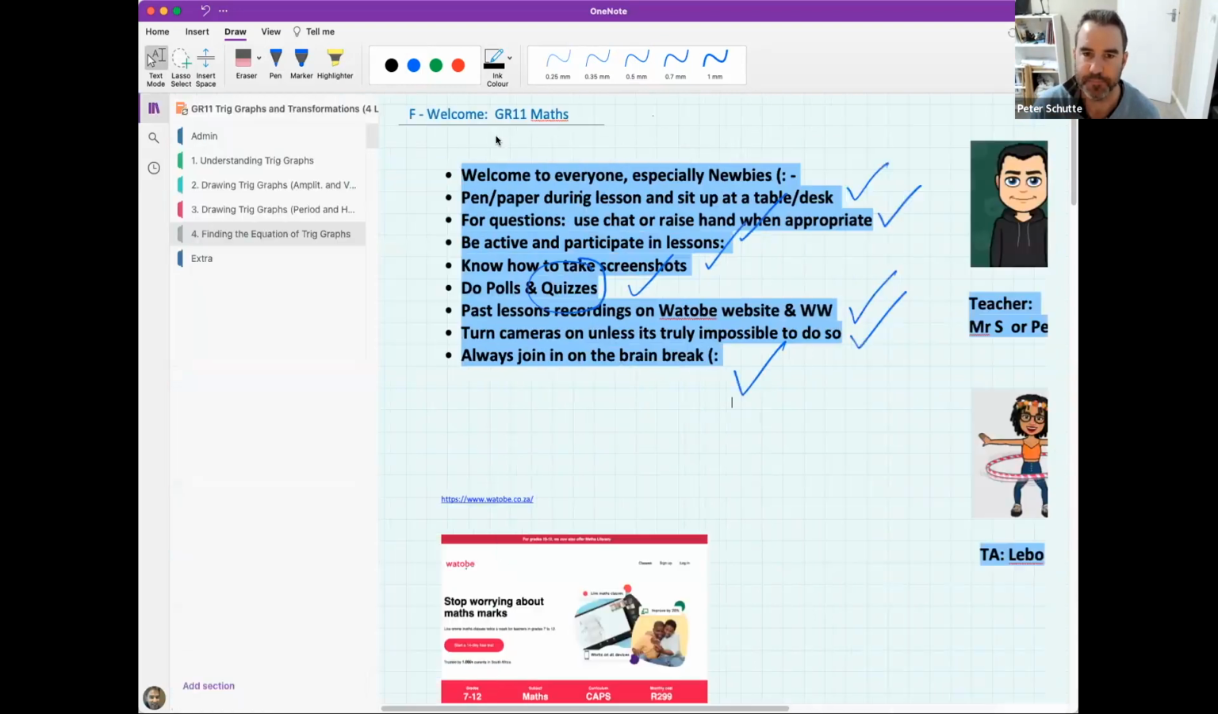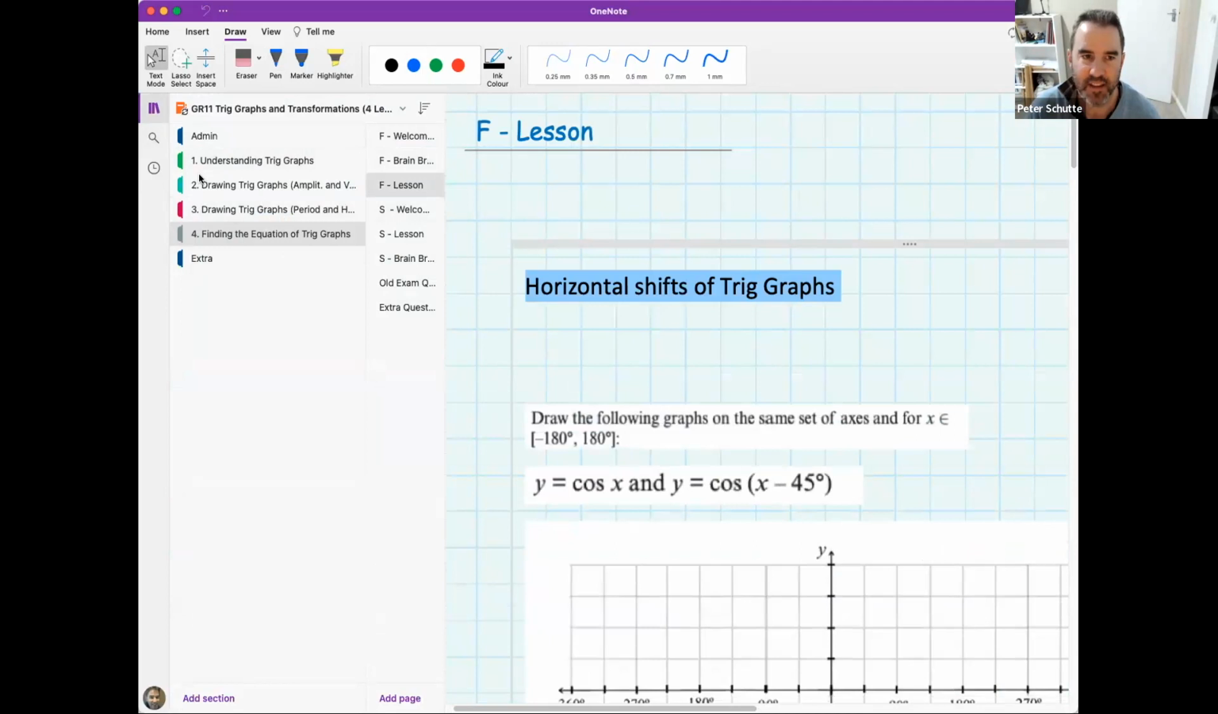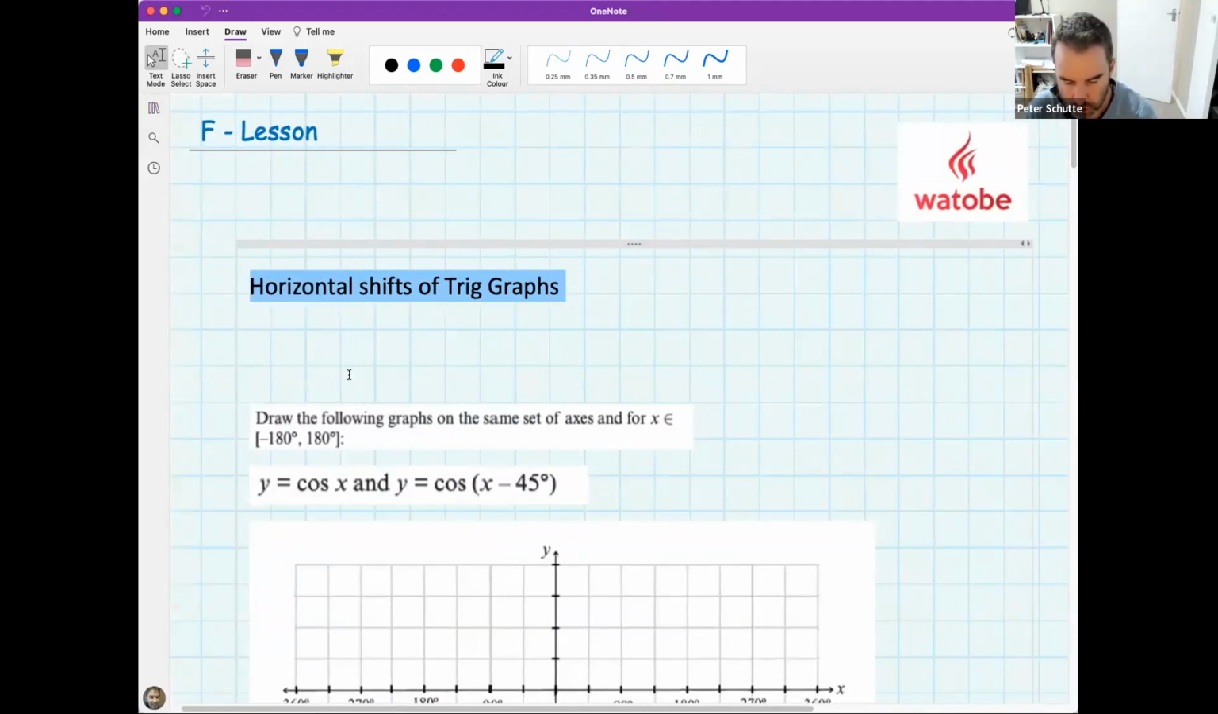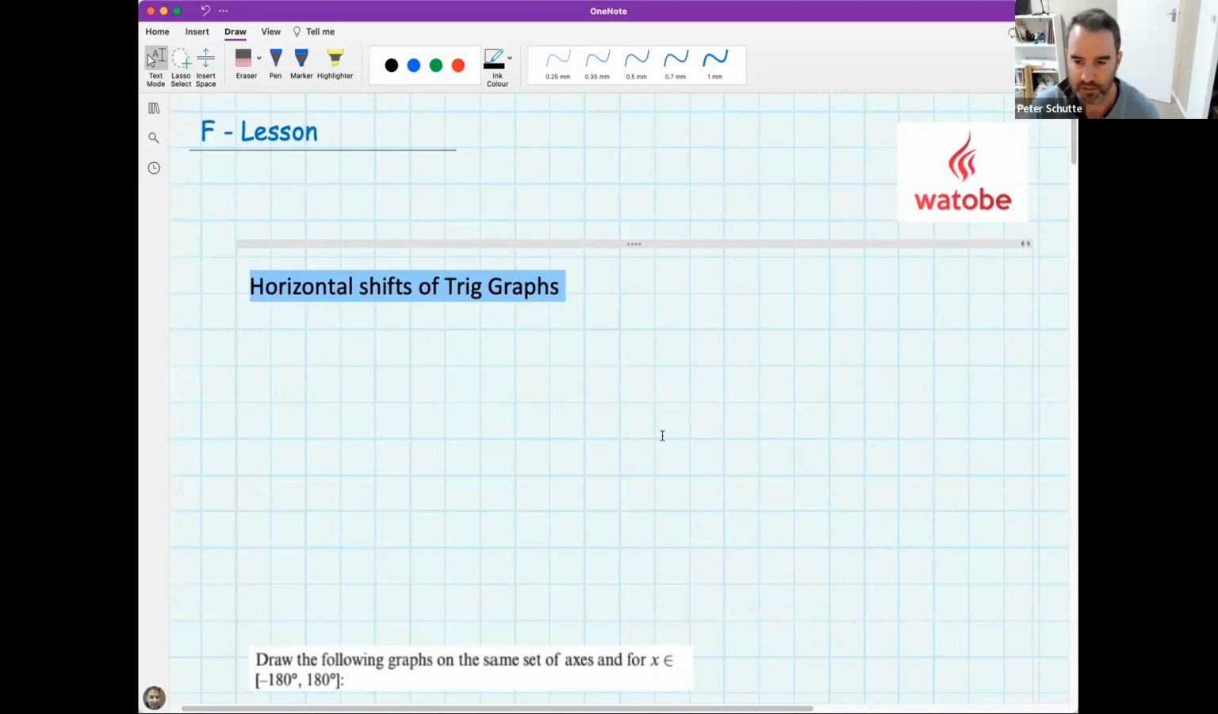Okay, let's get going. So what are we going to do today? In today's lesson, we are going to talk about horizontal shifts of trig graphs. Now, in the previous lessons, what have we done? Let me show you all the different types of transformations we can do for trig graphs.